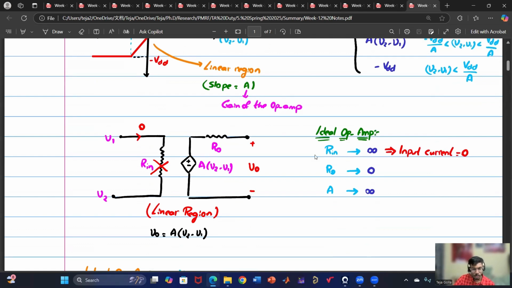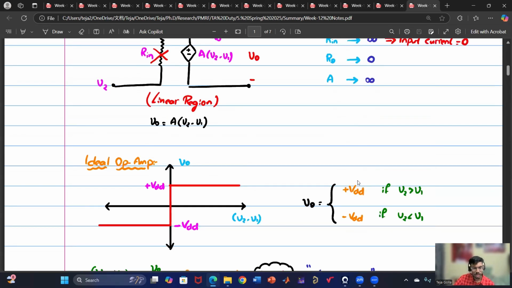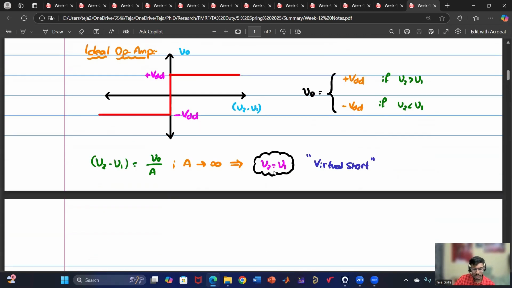If it is an ideal op-amp, input resistance will be infinite. So input current is 0. Output resistance will be 0 and gain will be infinite. So the IV characteristics will look something like this. Now it has become two regions from three regions because the linear region vanishes. And we have seen that because A is infinite, V2 will be V1 and it is a virtual short.